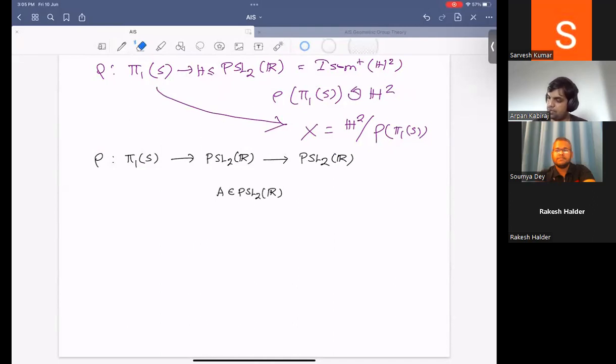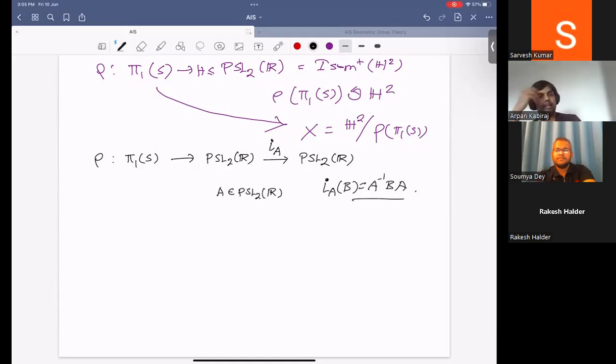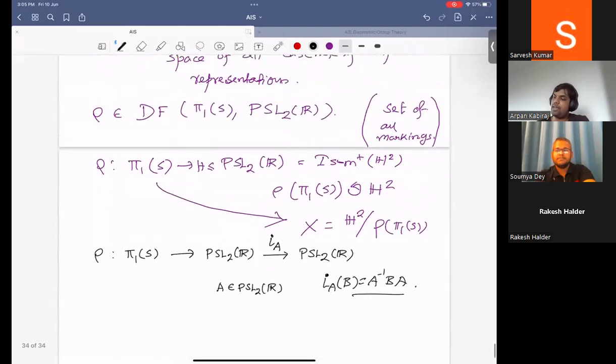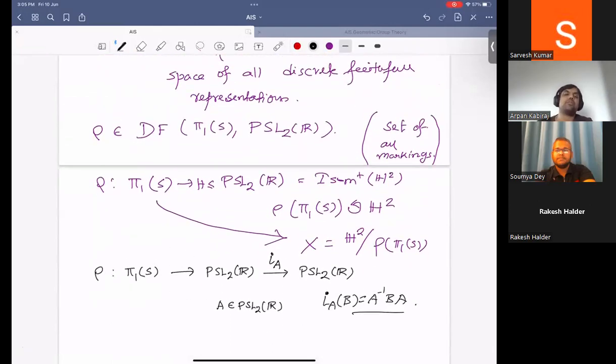I'm not sure whether this is a good notation or not, so let me write down conjugation by A: I_A of B means A B A inverse. Okay. So now if you post-compose I with rho, you will get another representation. The point is, you are not changing the hyperbolic metric. If you just conjugate the action on the upper half plane by another isometry, in a representation way, you are not changing anything. You will get the same marking.